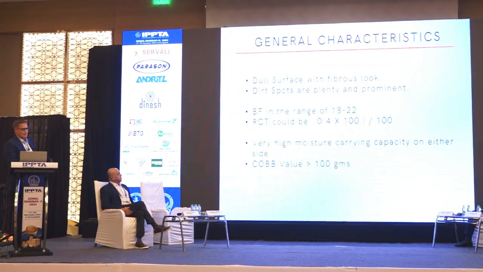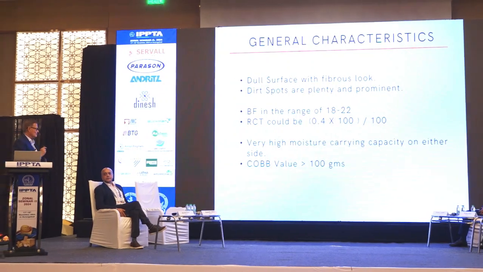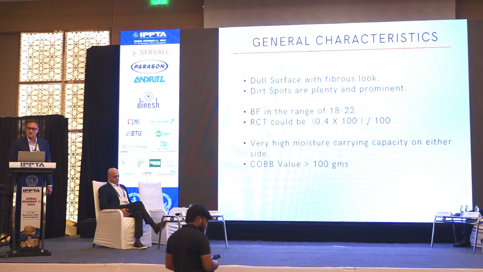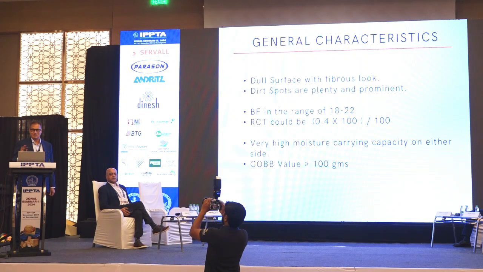And the most important thing of fluting media is its very high moisture carrying capacity on either side. This is the big difference. Secondly, the COBB values are above 100 grams. This is the major difference between imported fluting media and indigenous paper. Indigenous paper will have a COBB 60 seconds value whose normal standard is 30 to 40 grams, whereas imported fluting media is 100 grams, and even more than that.